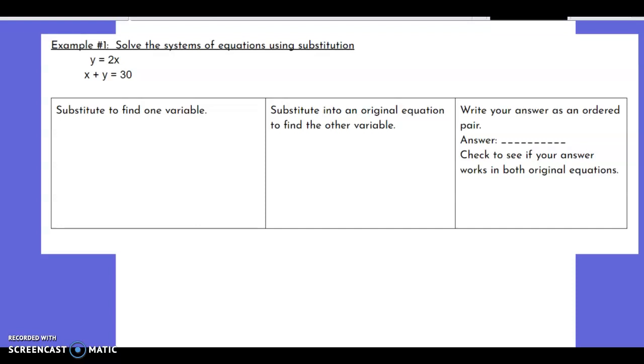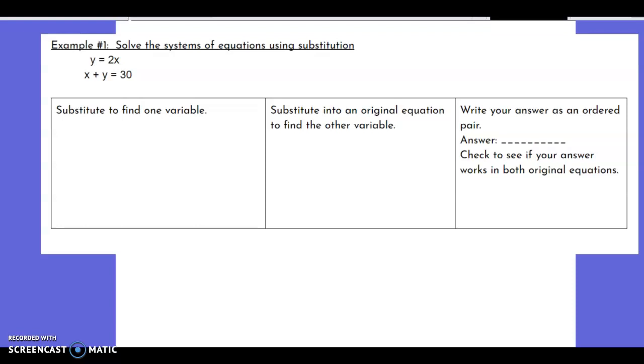Today we are going to talk about how to solve a system of equations using substitution. The first thing that you want to do when you're using the substitution method is try to find an equation with one of the variables all alone on one side of the equal sign. We call that being isolated.